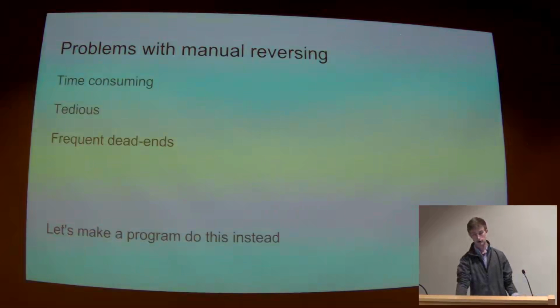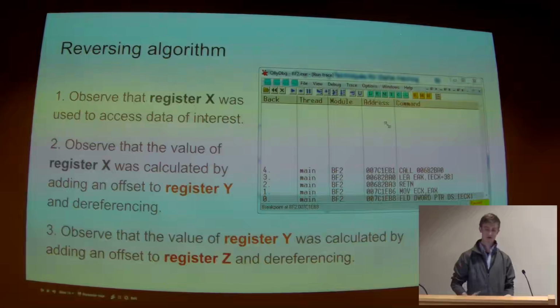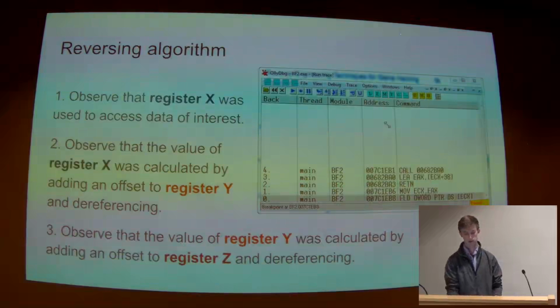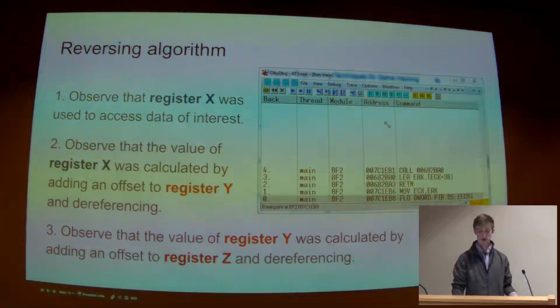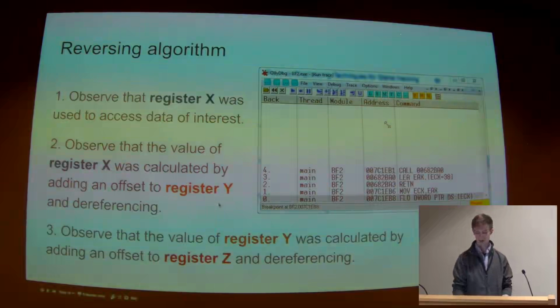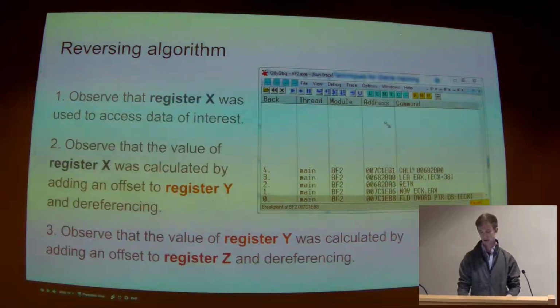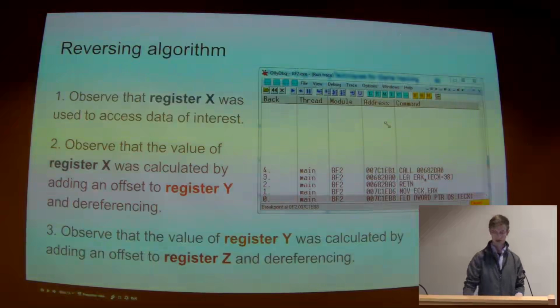That program is actually a tool that I wrote that I'm going to talk about in a couple slides. But first, let's summarize the approach that we're following, because we're going to distill the reversing algorithm out of that approach and then implement that in our tool. So basically, it worked something like this. We observed that register X was used to access the data of interest. In that case, ECX is our register X, and then we observed that the value of register X was calculated by adding an offset to register Y, and then dereferencing. And in this case, register Y would be ECX again. You can see that the instructions are juggling that value around.